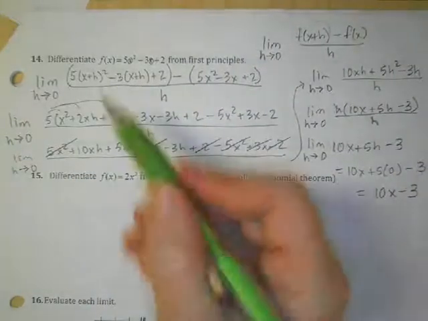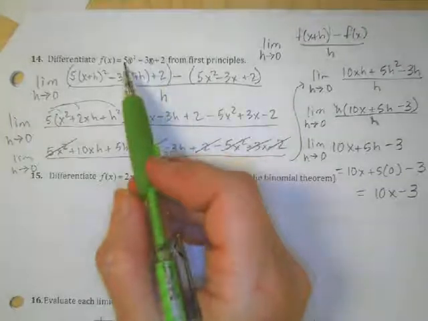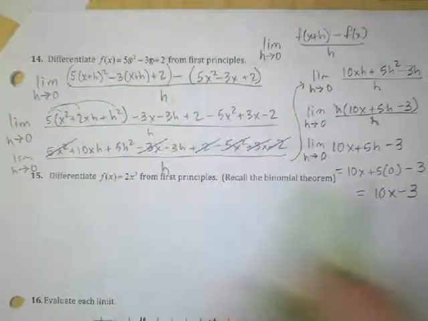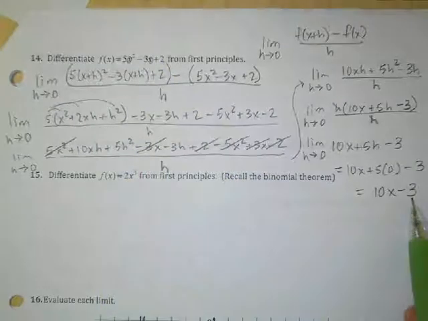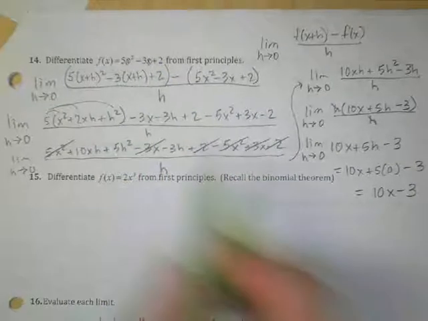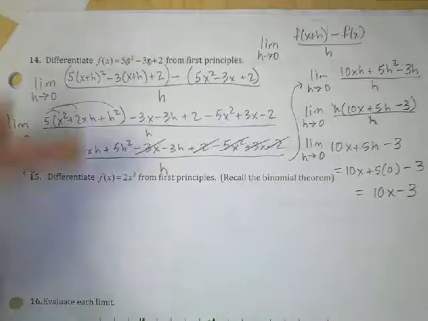And from what we know about the shortcuts for doing derivatives, 2 times 5 is 10, so 10x. And then bring down my exponent of 1, I get left with negative 3. So from our shortcuts, we can double check that we got it right. Yes, we did.